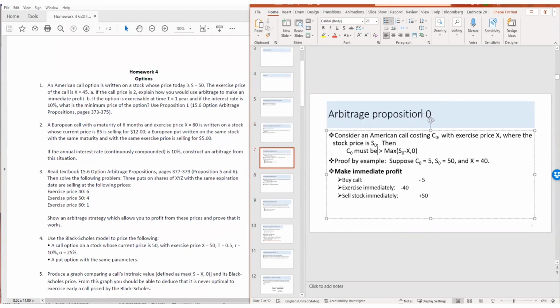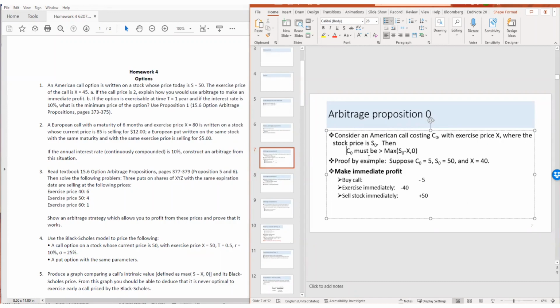And what are those propositions? Let's look at proposition 0. It sets up a lower bound for the call option price. Let's consider an American call with option premium C0, exercise price X, and the stock price now is S0. Therefore, the option price has to follow this lower bound. It cannot fall below the maximum between stock price minus exercise price, or 0. If stock price minus exercise price is negative, then the option price cannot drop below 0. And the proof will be very simple.